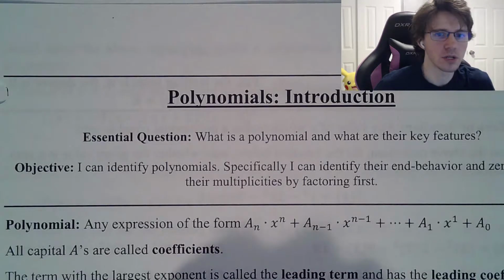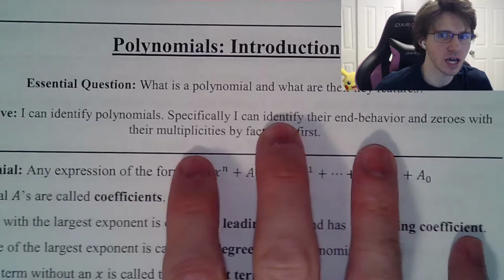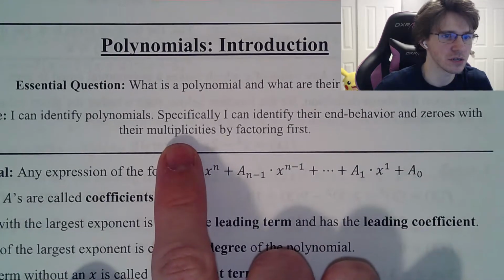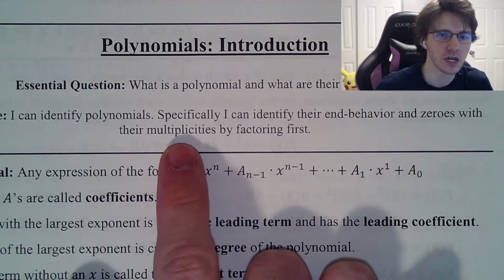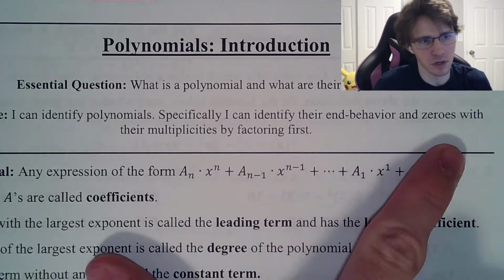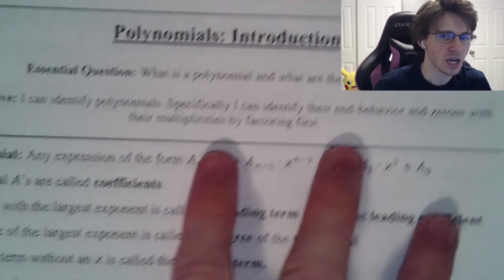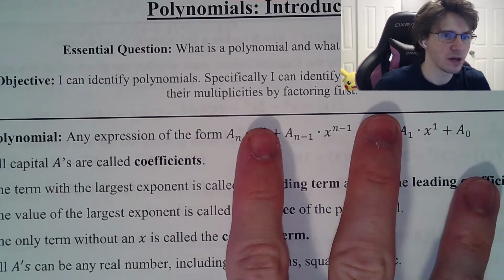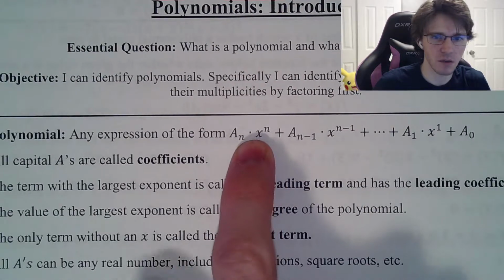Anyways, so what are polynomials and their key features? It's kind of our essential question, and your objective here is I can identify those polynomials. Specifically, I can identify their end behavior and zeros with their multiplicities by factoring first. So a lot of different words here. We got to learn what polynomial means, what end behavior means, what zeros are, multiplicities, all these different things. Got to learn.